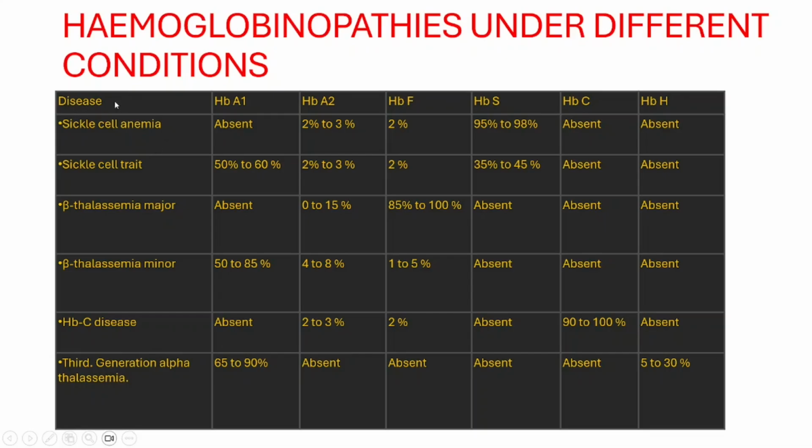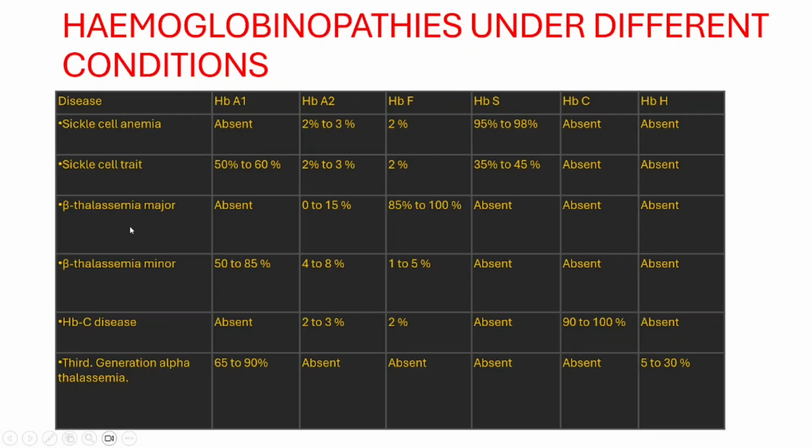See sickle cell anemia. In sickle cell anemia, what will happen? HbA1 is absent. Then who will be there? HbS will be there: 95 to 98% HbS, 2% HbF, and HbA2 2 to 3%. Sickle cell trait, it's a carrier. So along with HbS, HbA1, adult hemoglobin, also will be there. HbA2 and HbF are approximately 2.3% and 2% respectively.